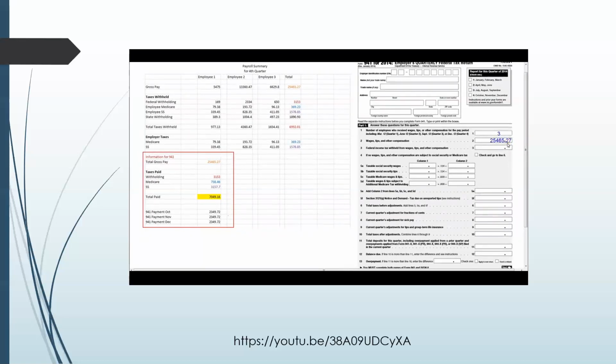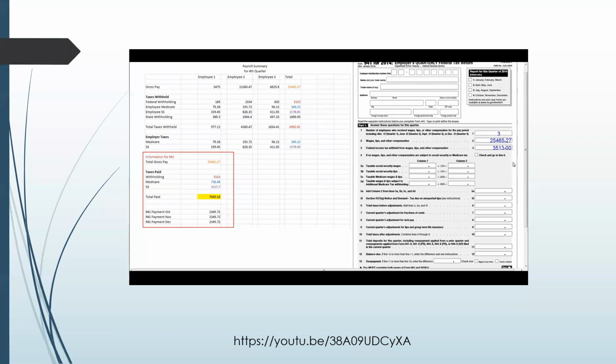Okay, so for number 3, it's the federal income tax withheld from wages, tips, and other compensation. So this is the withholding tax that you've withheld from the employee's paycheck. So that is this number right here, the $3,153. So that number we're going to put in here for the federal withholding. Okay, there's no employer match for federal withholding. That's strictly the amount withheld from the employee's paycheck.